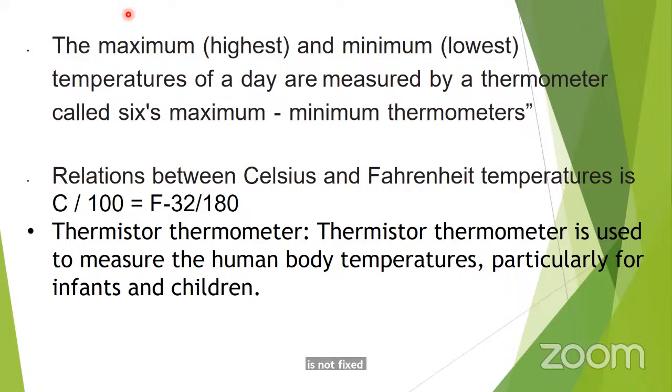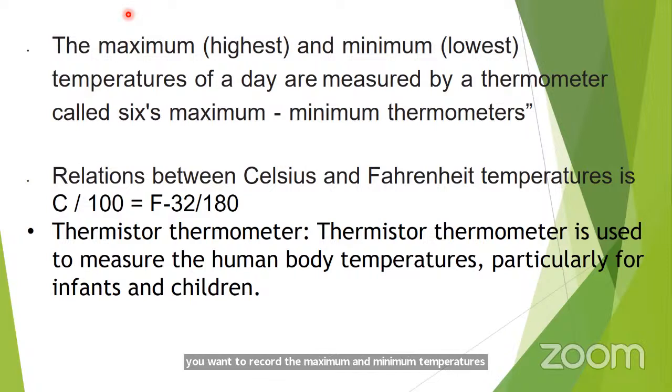Mornings it is very cool, but in the afternoon it is very hot, temperature is high. In the evening once again it becomes cool. Even in the daytime, time to time, there is a plenty of variation in the temperatures. If you want to record the maximum and minimum temperatures recorded on that day at a particular place, we need a thermometer. This thermometer is called Six's minimum maximum thermometer, or Six's maximum minimum thermometer.